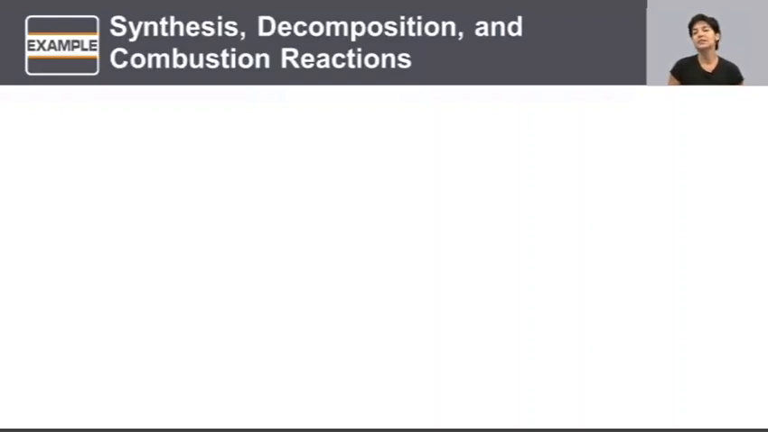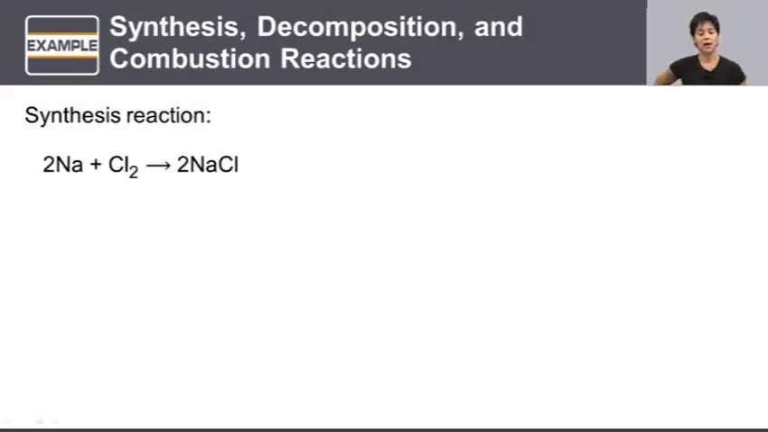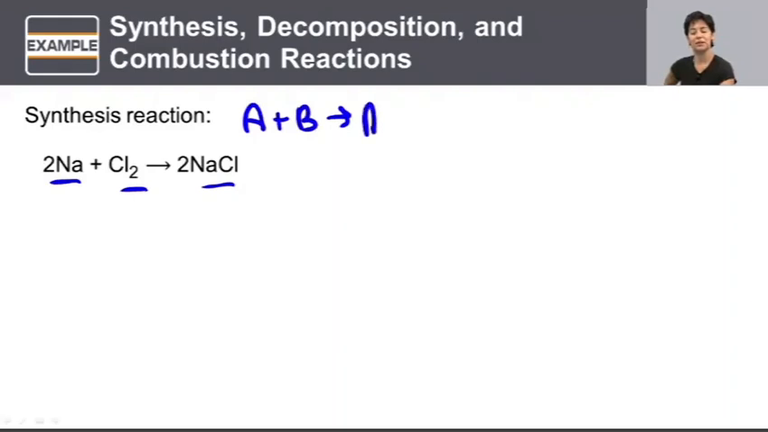So let's look at some examples of these. Let's start with the first 3, specifically synthesis. Here we have the reaction. We have our sodium, our chlorine, and what they make. Here we have A plus B forming AB. Okay, sodium and chlorine forming sodium chloride.